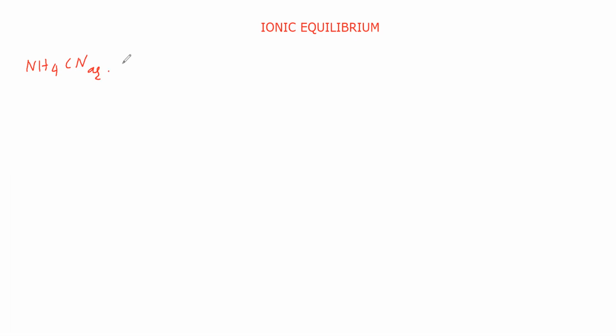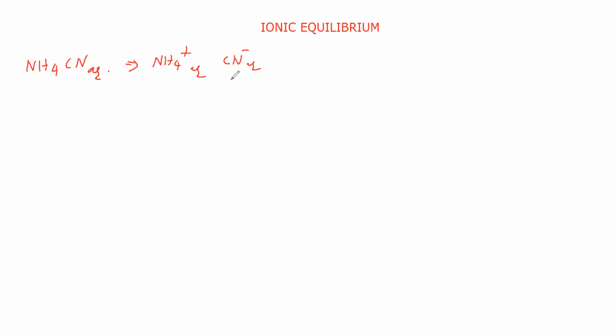In the ammonium cyanide aqueous solution, what are the ions present? NH4+ cation and CN- anion. Now, in this salt, which will undergo hydrolysis, cation or anion? That we will see. Ammonium ion is from the weak base ammonium hydroxide. Therefore, ammonium ion undergoes hydrolysis. Therefore, cationic hydrolysis is possible here. Cyanide is from the weak acid hydrogen cyanide. Therefore, cyanide also undergoes hydrolysis. Therefore, in this salt, cation as well as anion both undergo hydrolysis.